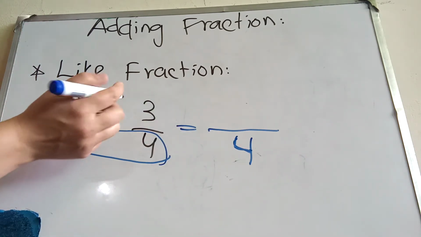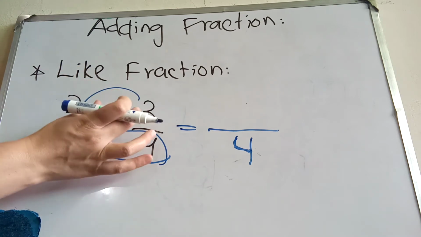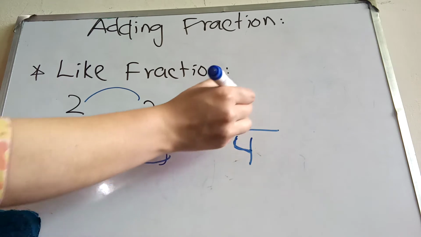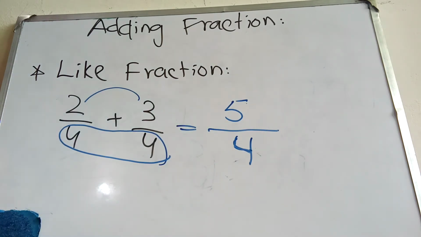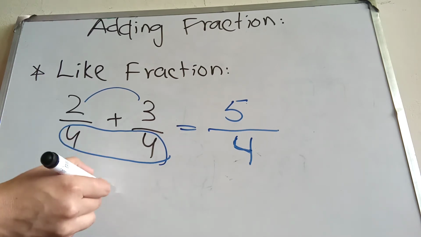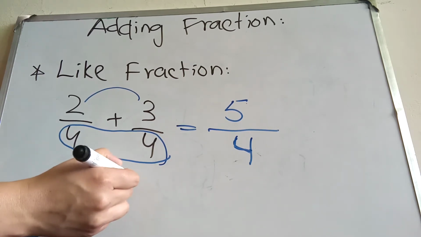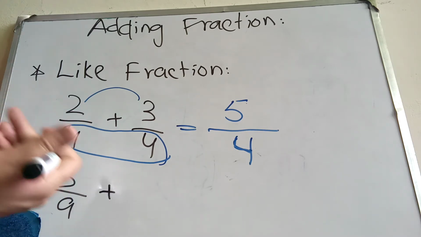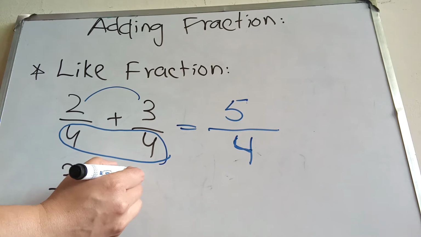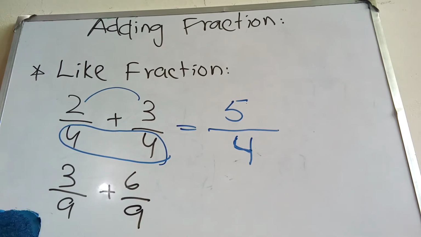Now for the numerator, just add the numerators. 3 plus 2 is 5. So we easily get the answer, that is 5 over 4. So it's very easy. We will do another question, that is 3 over 9, then plus, or you can do minus, you can do the same for it. So that is 6 over 9.